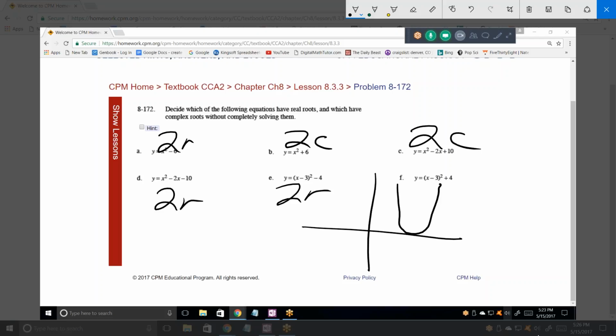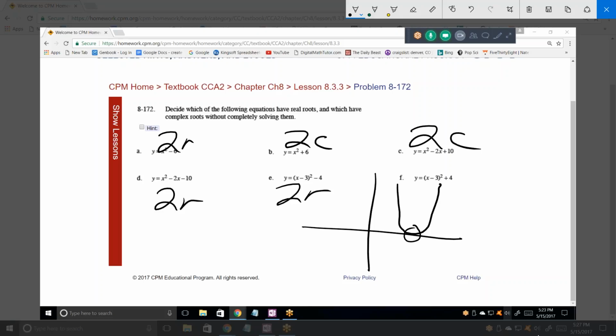I'm not doing F, just talking about graphs. In other words, because it kisses the x-axis in one spot only, it only has 1 real root. And that happens only when the discriminant is 0. There's 3 possibilities: positive, negative, or 0. And they each mean something different.